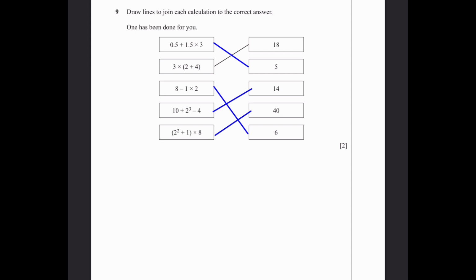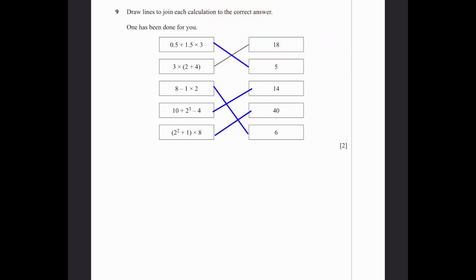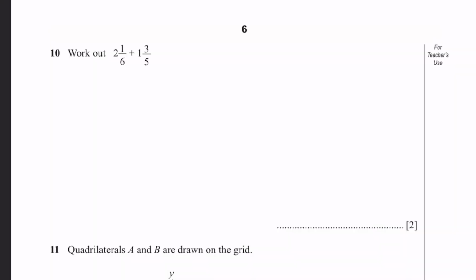Remember that you need to use BODMAS, which is the order of operations, to do this question. B means brackets, and then O means others, like exponents or square roots. And then D division, M multiplication, A addition, S subtraction. That's all.